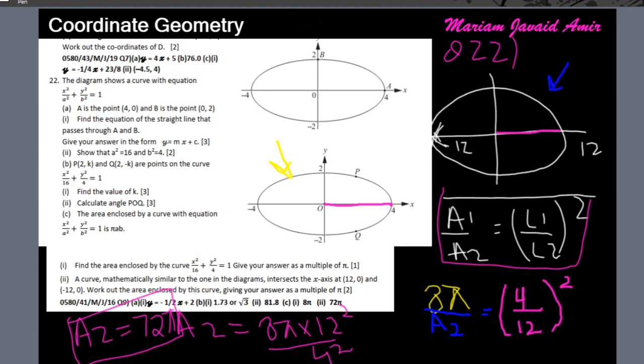We used the formula for area of similar figures, which is A1 over A2 equals L1 over L2 whole square. Alright, we're done with this worksheet.